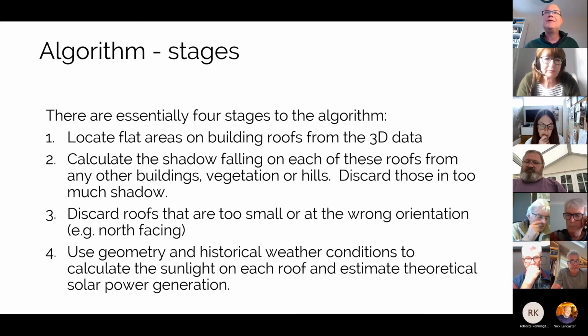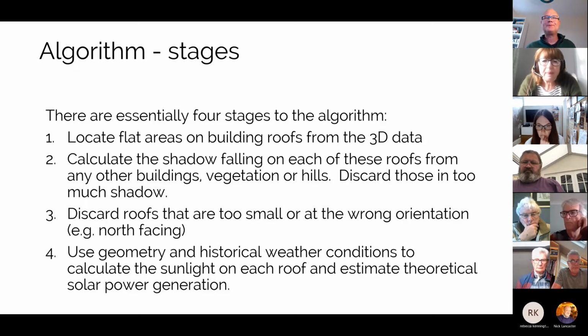And there are essentially 4 stages to this algorithm. And the first one is simply to try and identify flat areas on building roofs from that 3D data. So what we're doing is looking at adjacent pixels and trying to look at slopes on the roof and seeing if we can identify a single roof shape where all the pixels or pixel slopes, if you like, are pointing in the same direction. So we don't know anything about the roof other than what's in this 3D data.